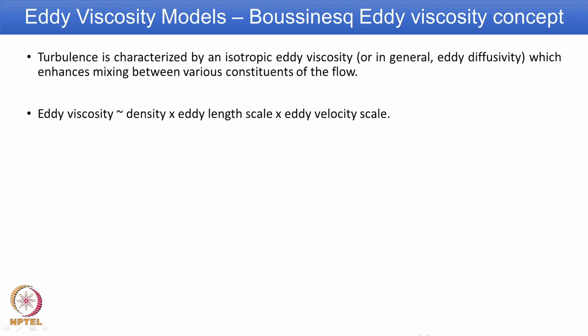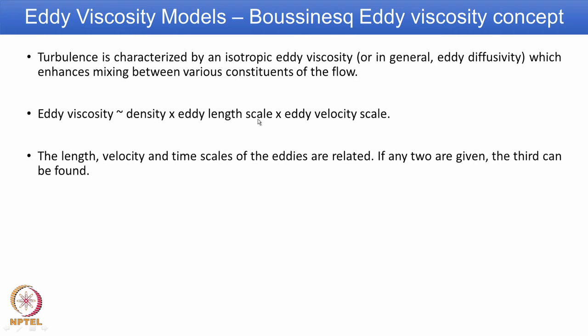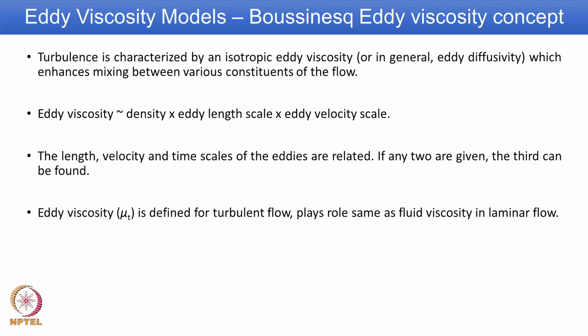Based on dimensional argument, eddy viscosity is proportional to density multiplied by eddy length scale and multiplied by eddy velocity scale. So, in a flow you will have all the 3 scales, length, velocity and time scales, and we know they are all related to each other based on dimensions. So, if any 2 quantities are known, it is possible to find the third one. We use the same symbol mu with a subscript T to represent eddy viscosity. So, eddy viscosity mu T is defined for a turbulent flow, and it plays the same role as the fluid viscosity.